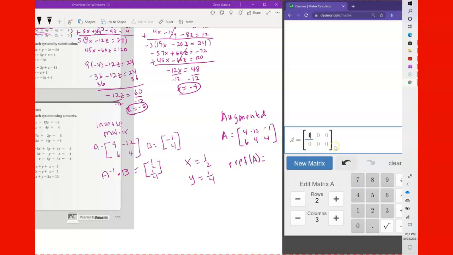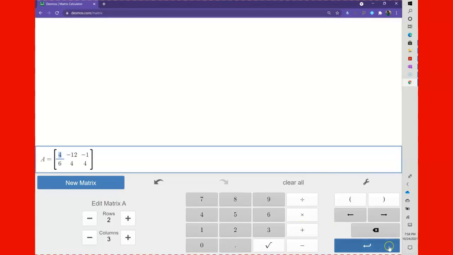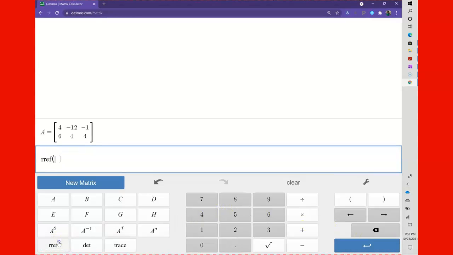So you're going to type in 4, negative 12. And of course, you're going to add the answers here, negative 1. And then you have 6. Then you have 4. And then you have 4. Press enter. Okay, I'm going to have to move this a little bit. Press enter. And then go ahead and do RREF of A. And we get the same answer.